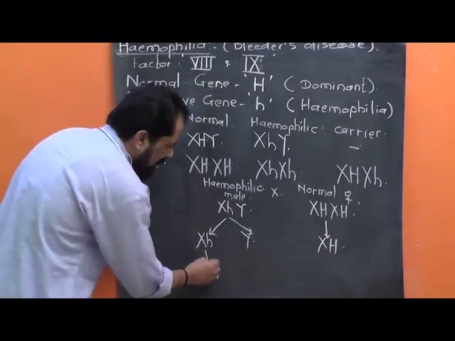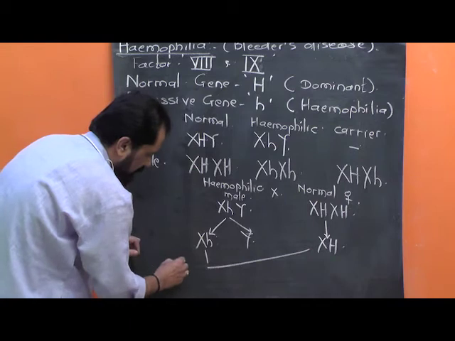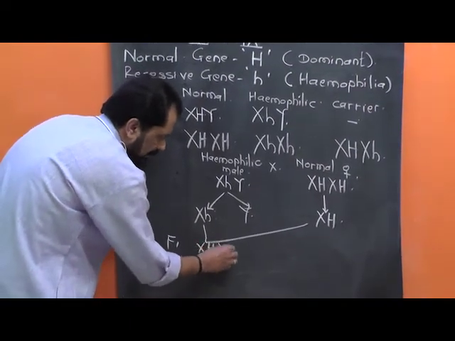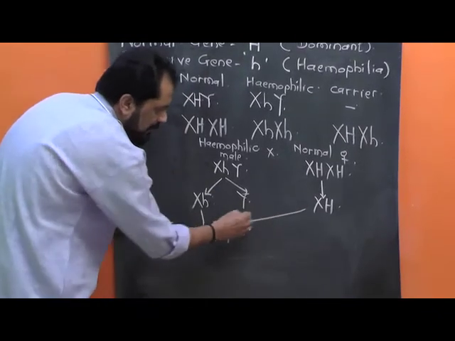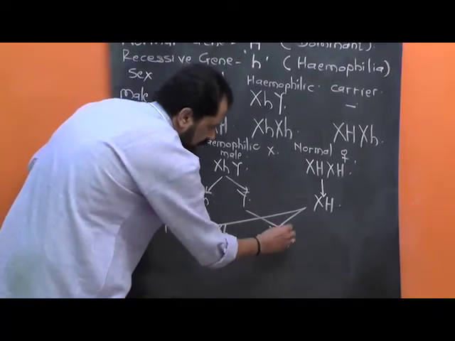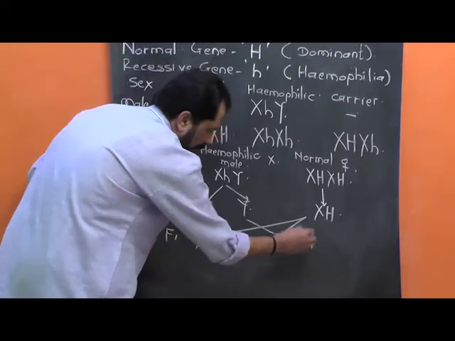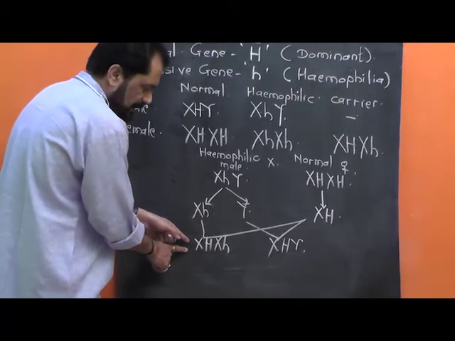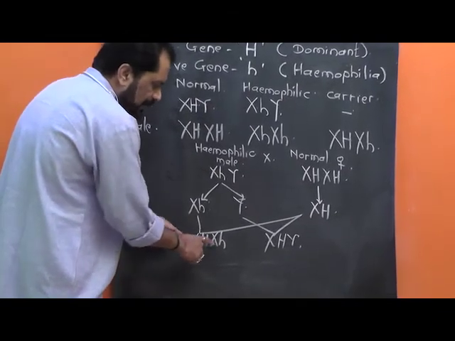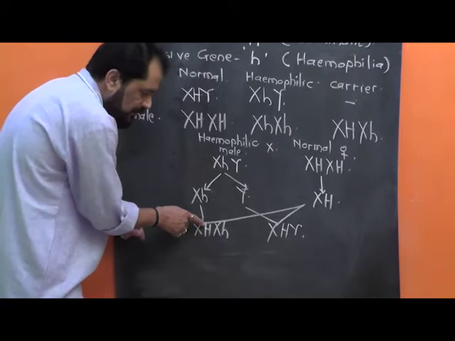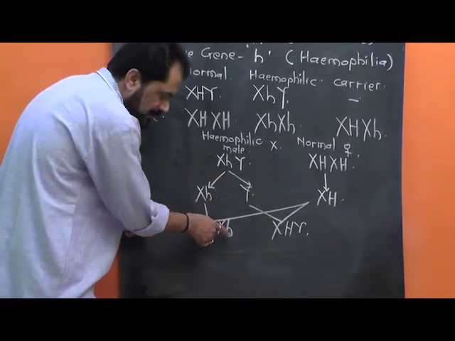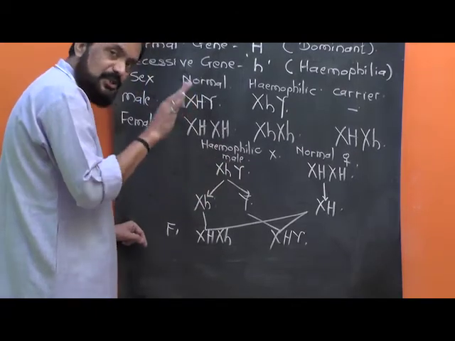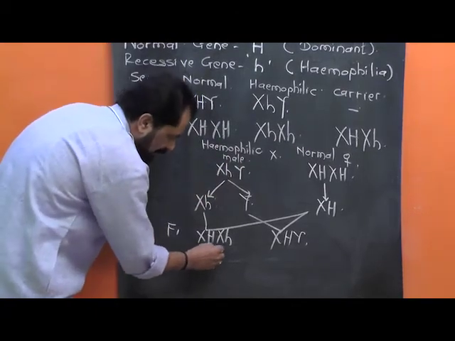Then after fertilization, the F1 individuals produced are like this: X capital H X small h, and second chance X capital H Y. Just like the trait of color blindness, here also we can see that female is carrier because the female has one dominant gene, one recessive gene. So phenotypically this female is normal, but genotypically it is carrier.